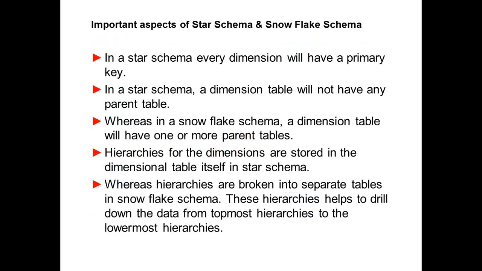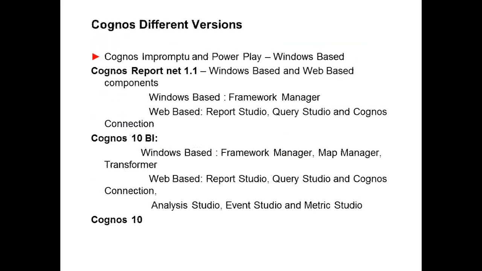Every dimension will have a primary key. It will not have any parent tables, like it will not segregate it into different tables. One dimension table will be there in star schema. In the Snowflake schema, the same information is broken into simpler tables.